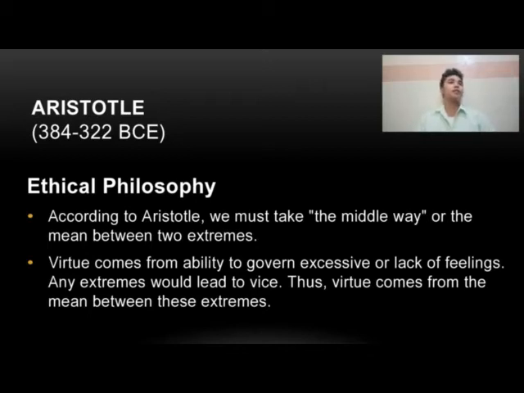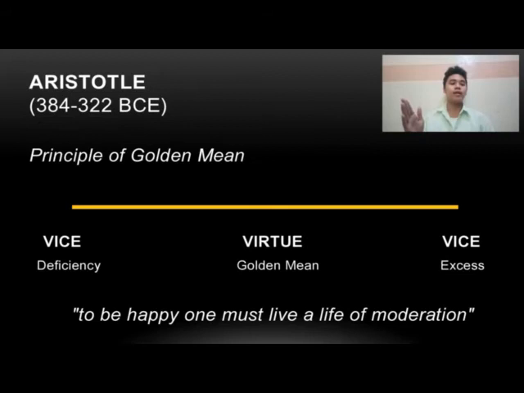Aristotle's philosophy differs from them because there is the golden mean, which is vice, virtue, and vice. If we take our feelings to one extreme, then it would be vice, and if we lack too much of it, then it would also be vice. So to be in the middle is the virtue that we should aim for.